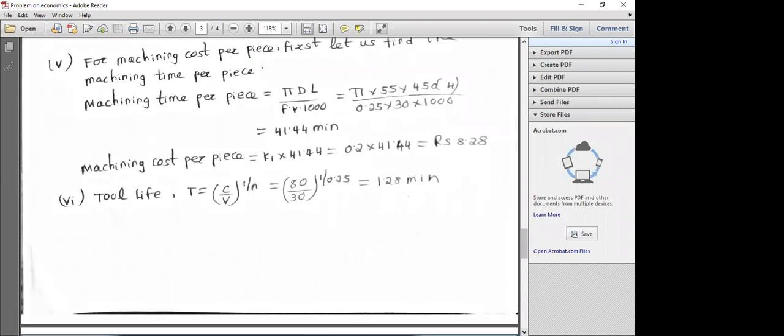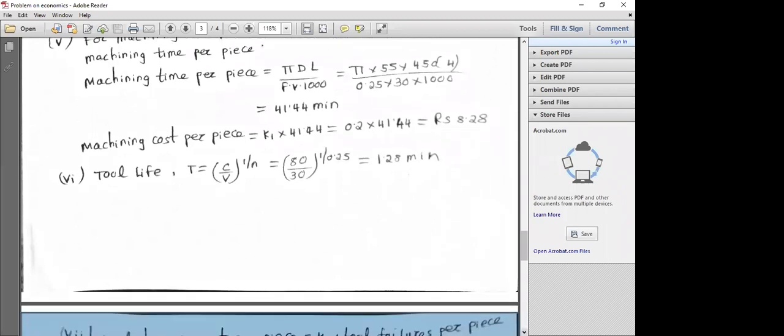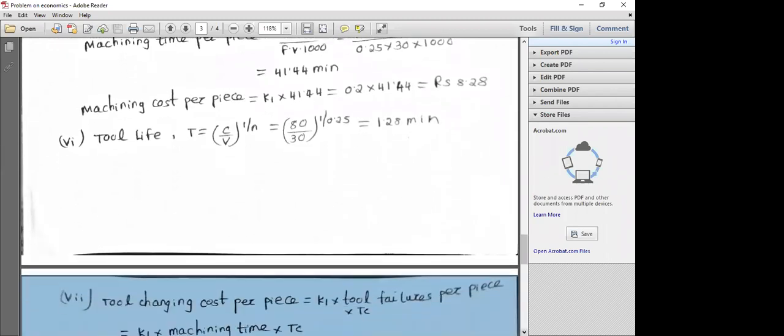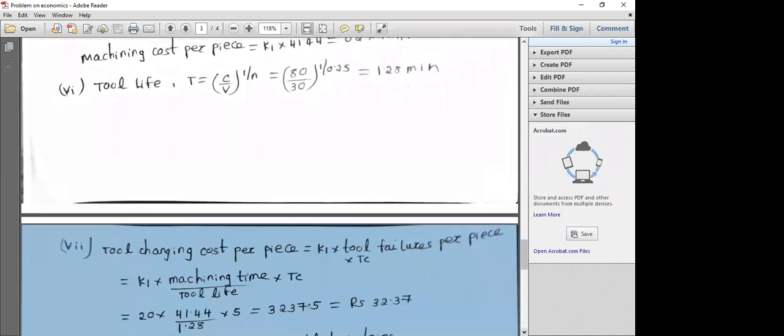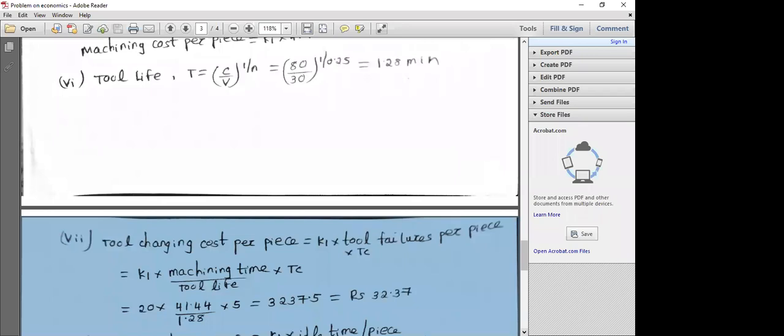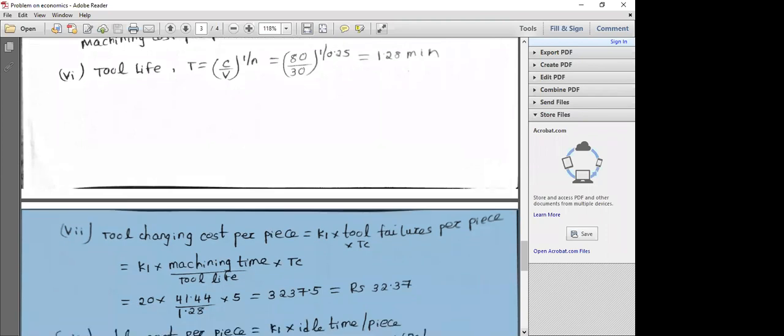Again, the seventh, he has asked what is the tool changing cost per piece. Tool changing cost per piece, again it is K1 into tool failures per piece. So what is the formula for tool failures per piece? It is machining time by tool life. Machining time I have already calculated previously, you have got 41.44. Tool life here you have calculated as 1.28 minutes.